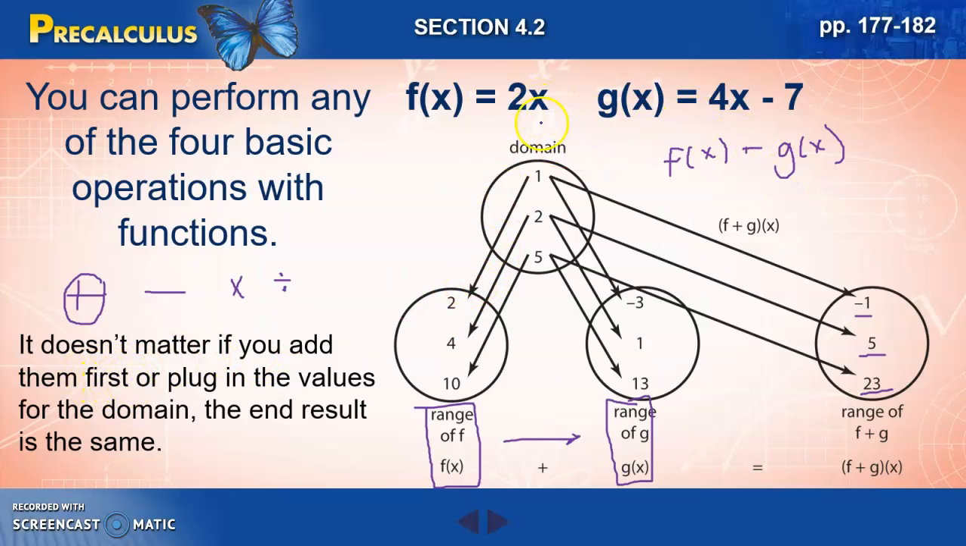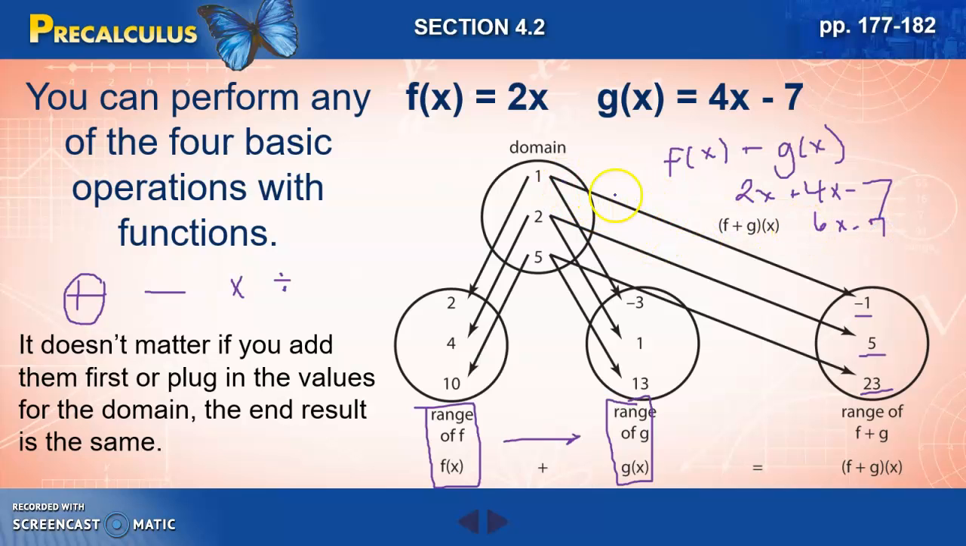So I could have added these two things together first and then plugged in my domain values. I can plug in the domain values individually and then add them. The end result is the same. If I had added these first, I would have gotten f of x plus g of x is 2x plus 4x minus 7, which is 6x minus 7.